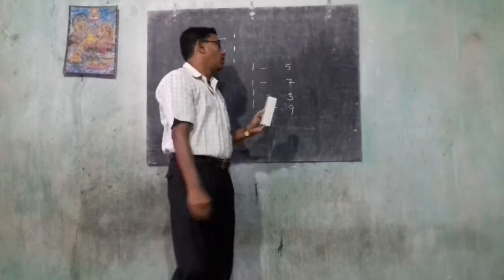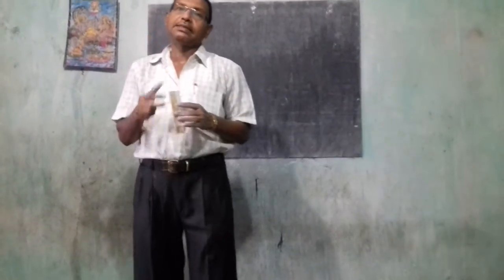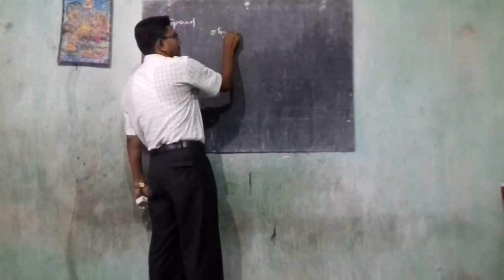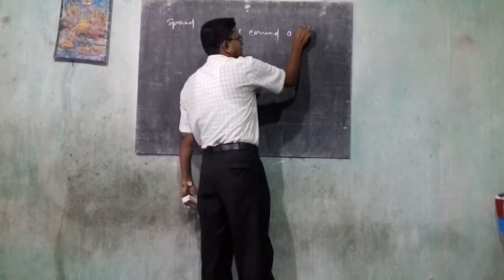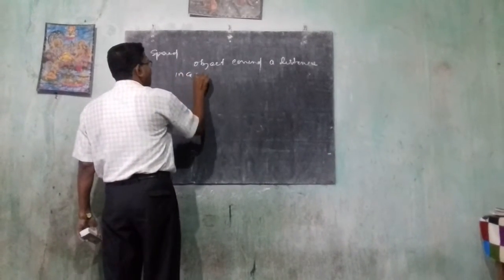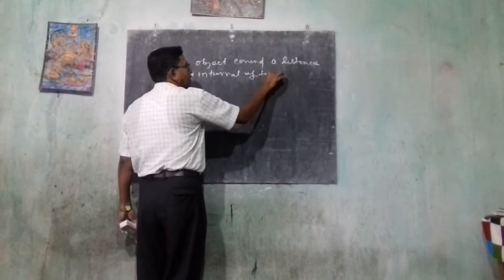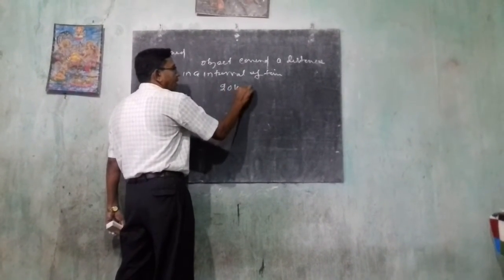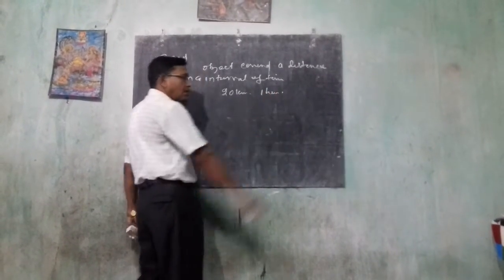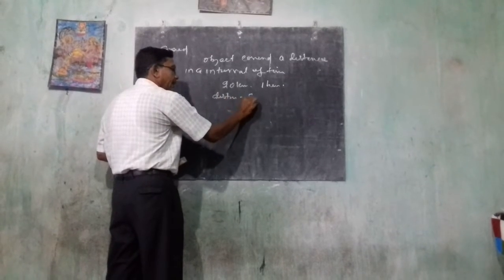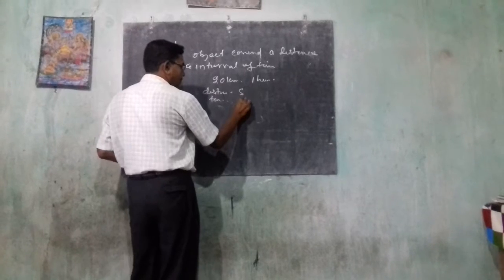Okay, now we come to speed. What is speed? When an object covers a distance in an interval of time, that is known as speed. Suppose an object covers 20 km in 1 hour, that is its speed. So for speed, we take S as the symbol for distance and T as the symbol for time.